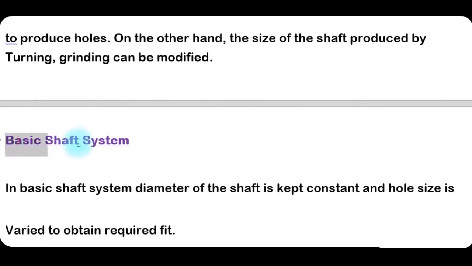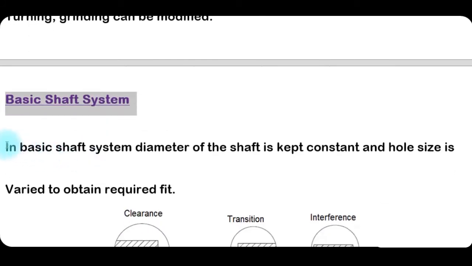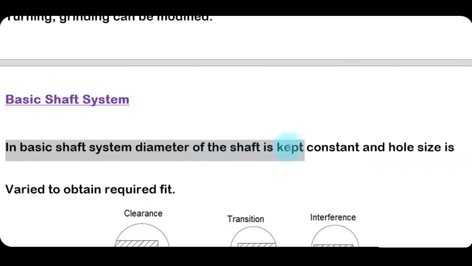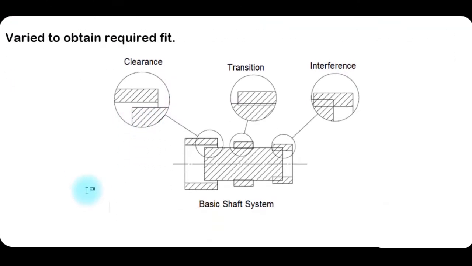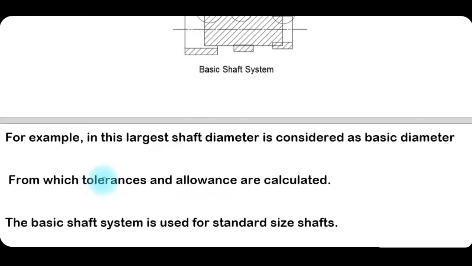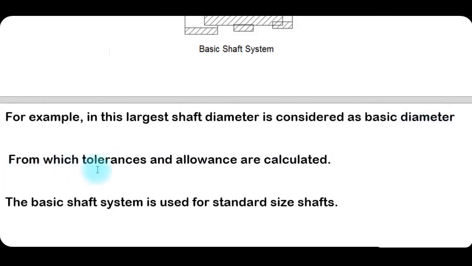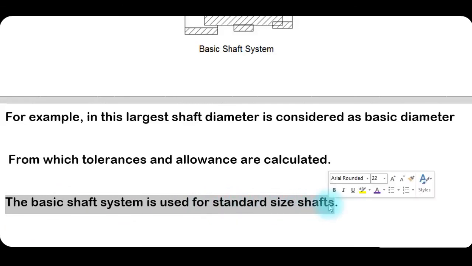Basic shaft system. In the basic shaft system, the diameter of the shaft is kept constant and the hole size is varied to obtain the required fit. For example, in this the largest shaft diameter is considered as the basic diameter from which tolerance and allowance are calculated. The basic shaft system is used for standard size shafts.